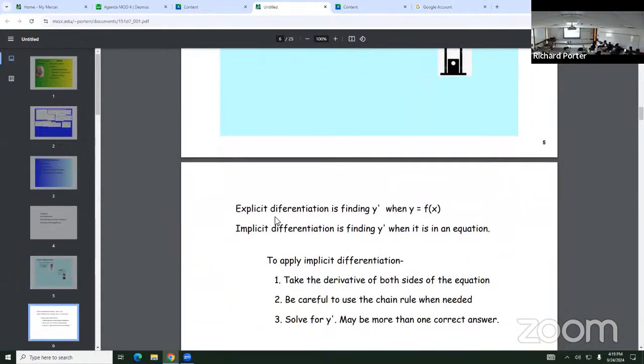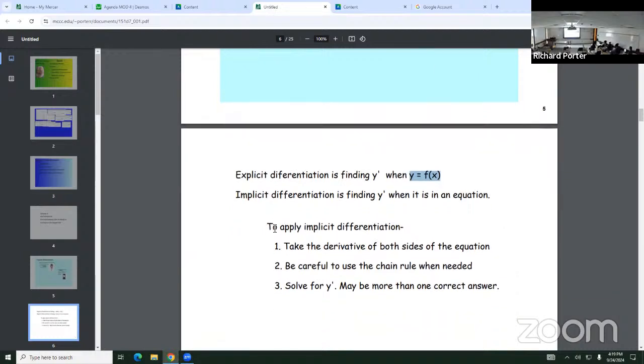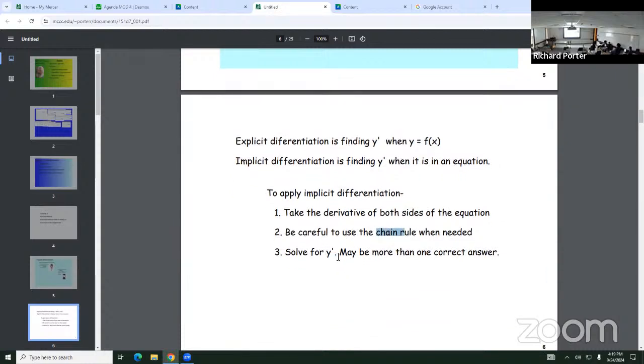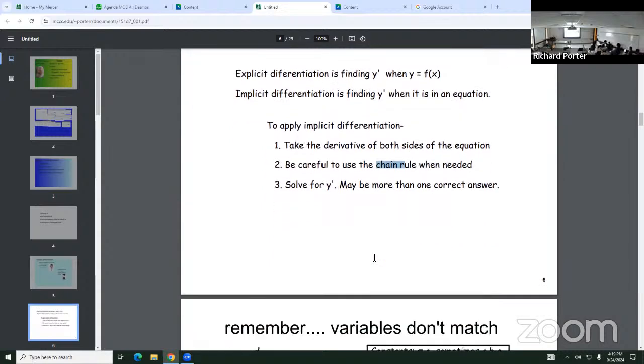Explicit differentiation is when you have y equals f of x and you just want the derivative. Implicit is when you have the y in an equation. To apply implicit differentiation, you're going to take the derivative of both sides of the equation, be careful to use the chain rule when needed, and then solve for any derivatives. There may be more than one correct answer.